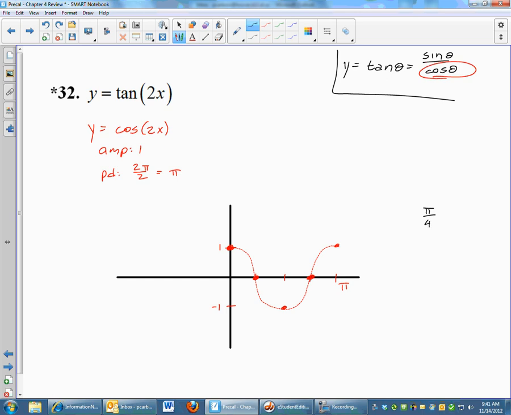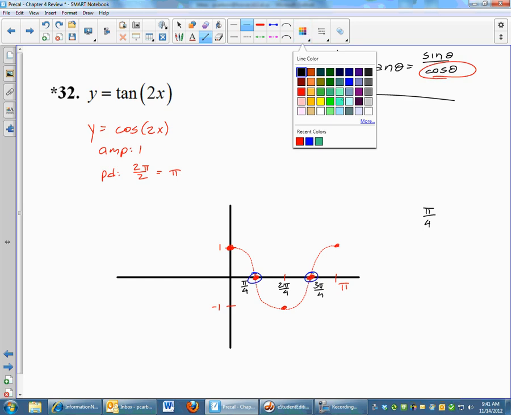Let's continue labeling my x-axis. If I divide pi by 4, that doesn't reduce. So each of my x-coordinates is going to be an interval of 1 pi over 4. This will be 2 pi over 4. This will be 3 pi over 4. And that's just pi. And then tangent, we will have vertical asymptotes everywhere cosine hits the x-axis. So now I'm going to go tackle the tangent graph.